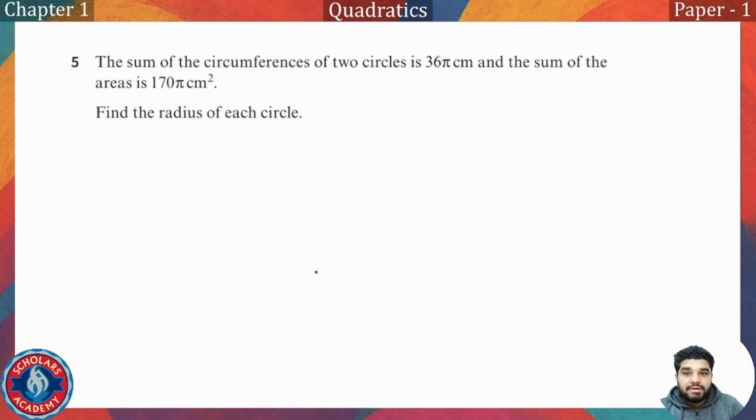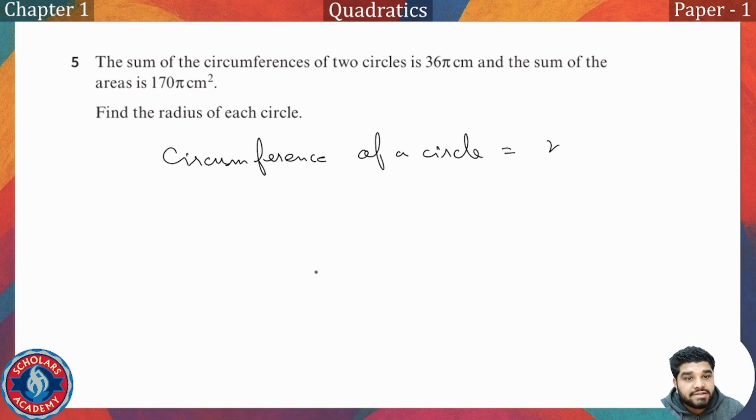Okay, question number 5. The sum of circumference of two circles is 36 pi, and the sum of the area is given. So if I talk about a circle, what is the circumference of a circle? Circumference of a circle is 2 times pi times r, right? And area of a circle is equal to pi r square, right?